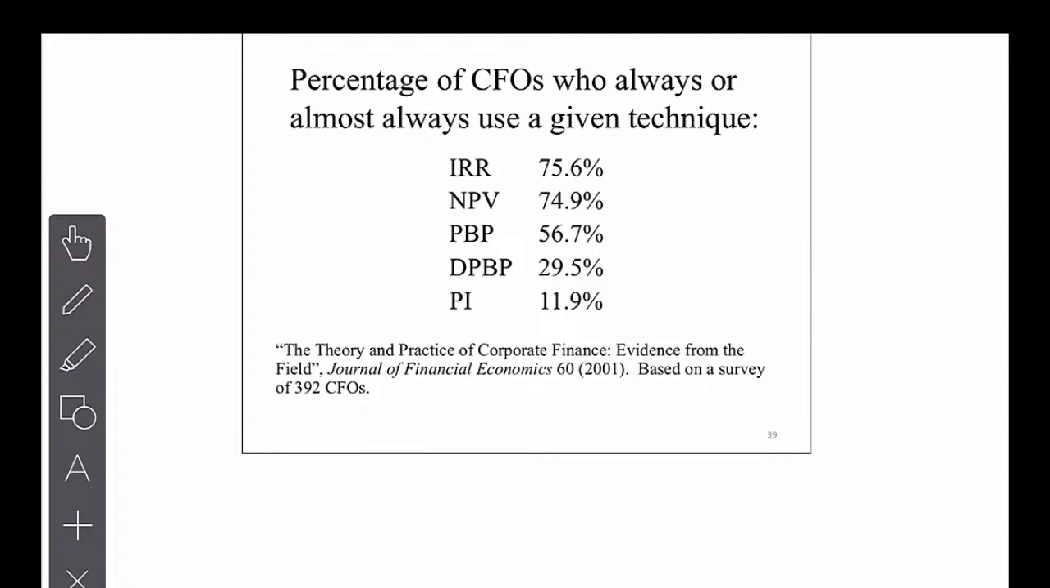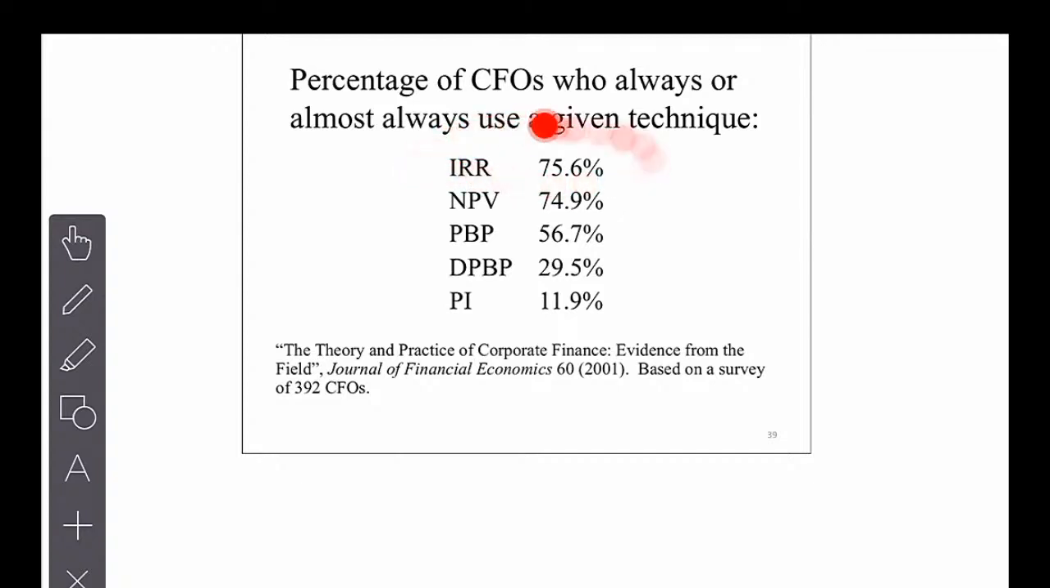This is by financial economists who looked at this question through interviews with CFOs, asking them which methods they use. We learned all these different methods. Which is the most popular? Well, it turns out IRR is the most popular, and NPV is a close second.